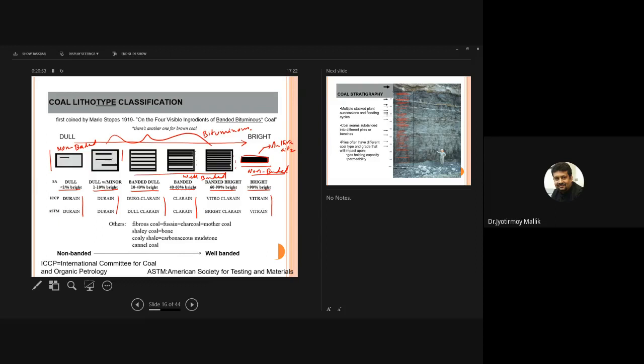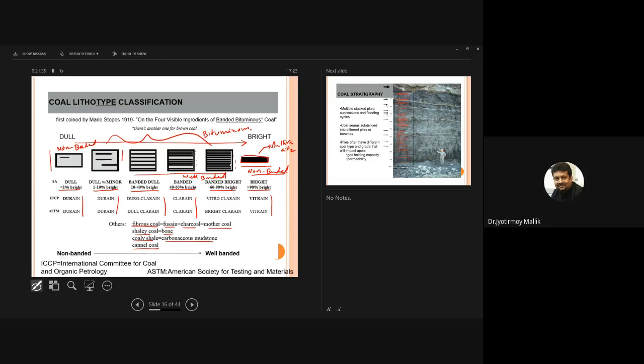Now there are some other types of coals. There are fibrous coals. Okay, it would have been better if we were looking at each other face to face. Then I could have shown you some coal samples, which are also named fusion, charcoal, or mother coal, shelly coal, or bone. Then coaly shell, there is something, carbonaceous mudstone, which is nothing but mudstone. It's mudstone, but it has a lot of organic matter, almost looks like coal. That is what we call coaly shell. Okay, and then the other type is called shelly coal.